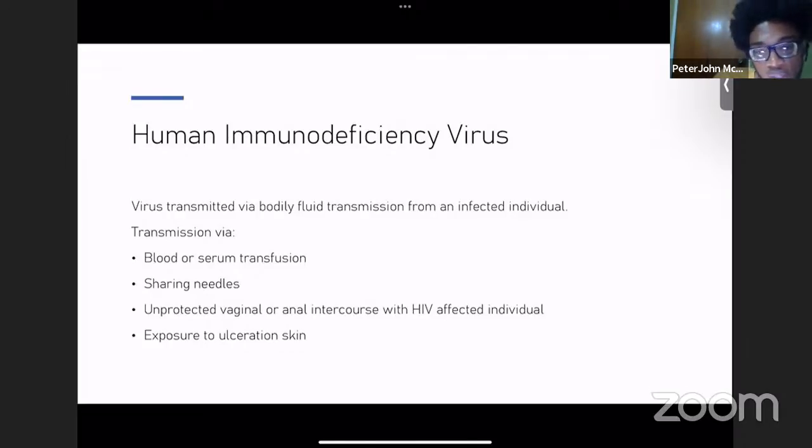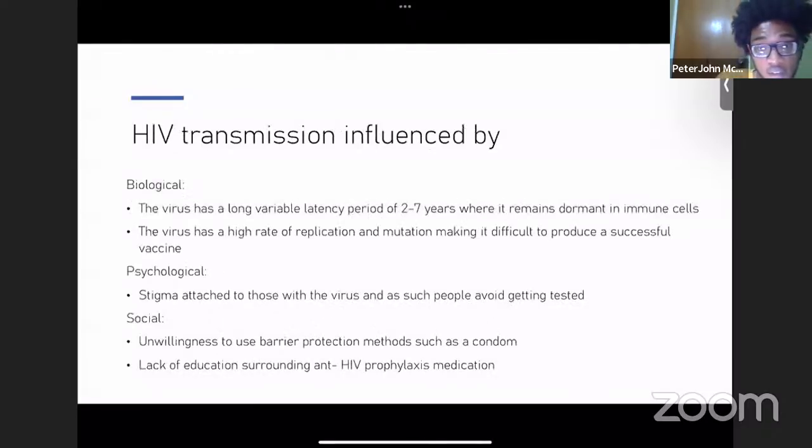So again, unprotected vaginal or anal intercourse with an HIV affected individual. So that's where you're having sex with a woman or a man. Exposure to ulceration of the skin, yeah, you can get HIV that way, right? So HIV transmission is influenced by, as I said, how I break it down: biological, psychological, social.